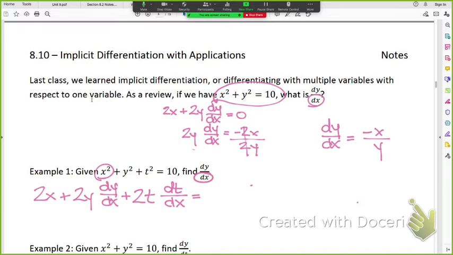What's the derivative of 10? 0. That's the only difference when there's more variables. The top always matches the variable you're taking the derivative of. The bottom stays the same, dx.